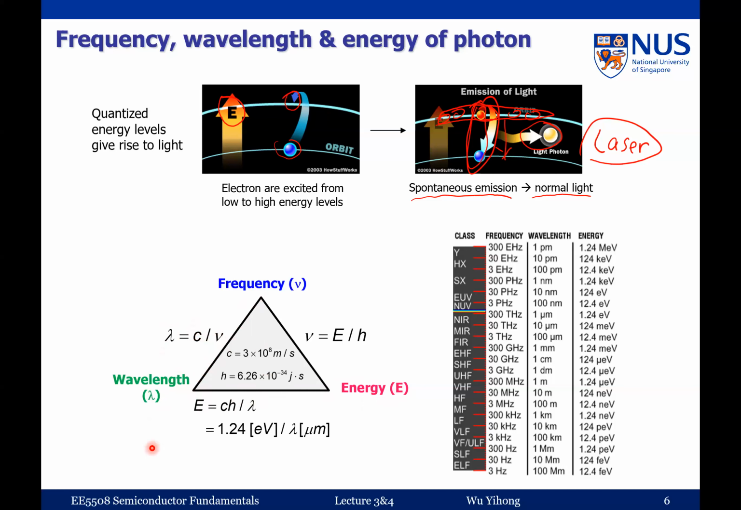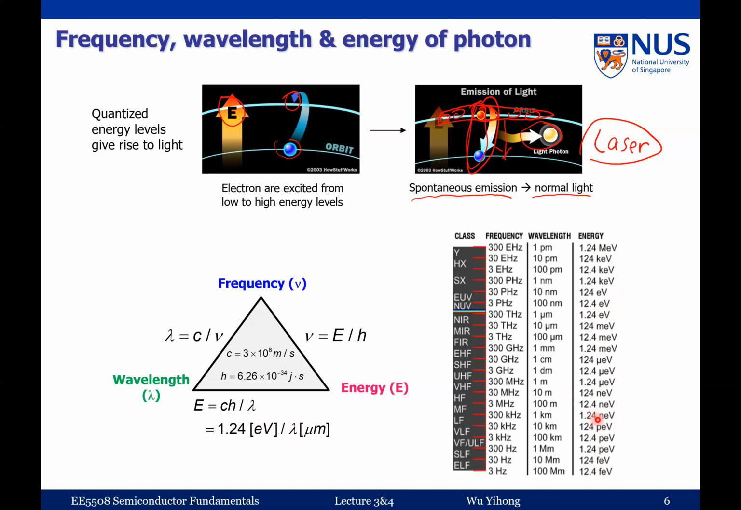And in semiconductor physics, that's a very simple equation that we use very frequently. Energy in eV is related to wavelength in microns by this very simple equation. So for example, if lambda is 1 micron, then the energy is 1.24 eV, which is basically in the infrared range. If lambda is 0.5 micron, which is green light, then the energy is 2.48 eV.